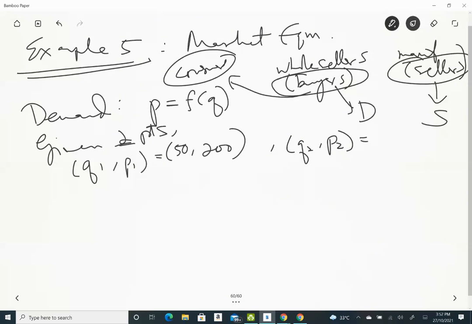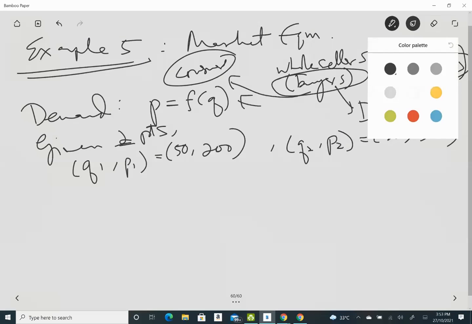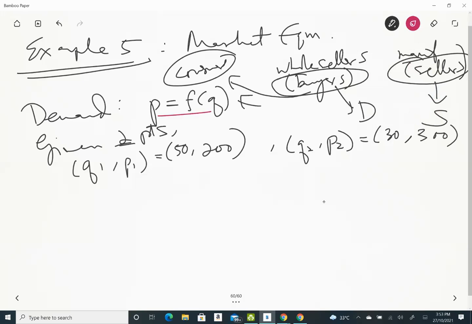And the second point is 30, 300. Okay, so these are the points. And remember, the point must be in the order Q, P, because our demand function is P as a function of Q. Okay, all right, good. So now what you want to do here, we know the demand function, P equals minus M Q plus B.